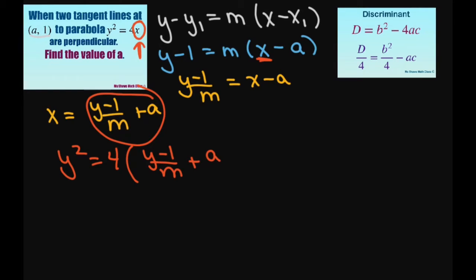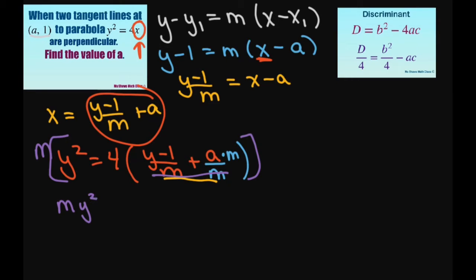Now what I want to do is get the common denominator. So I want m under here, so I'm going to have to multiply this by m, and then I want to clear this m by multiplying through by m. If I multiply everything through by m, these will go away, and I'm going to have m y squared equals 4 times (y minus 1 plus ma), because the m will go away.